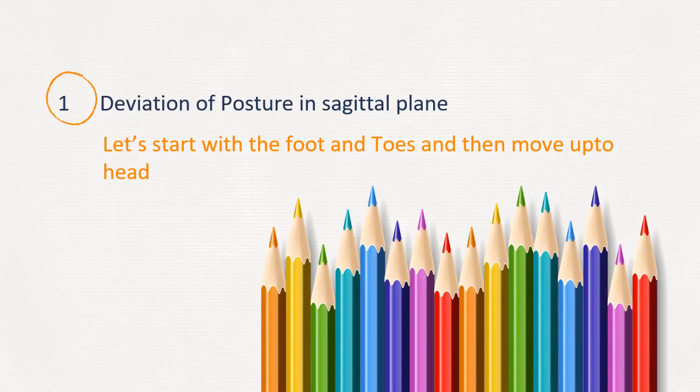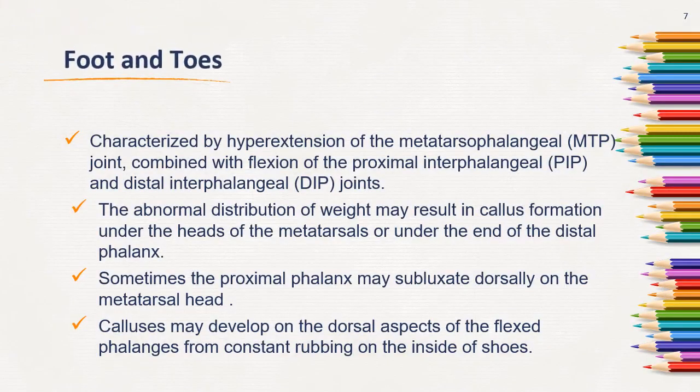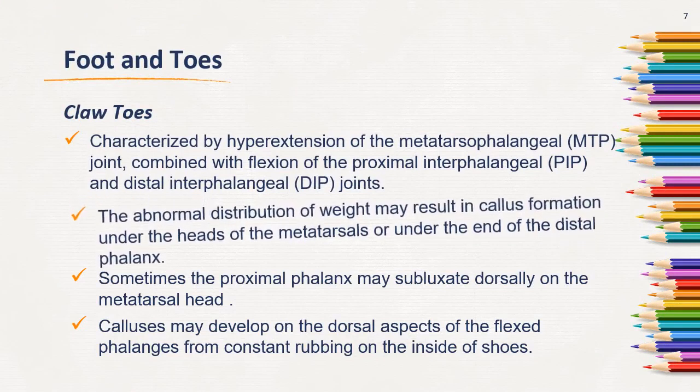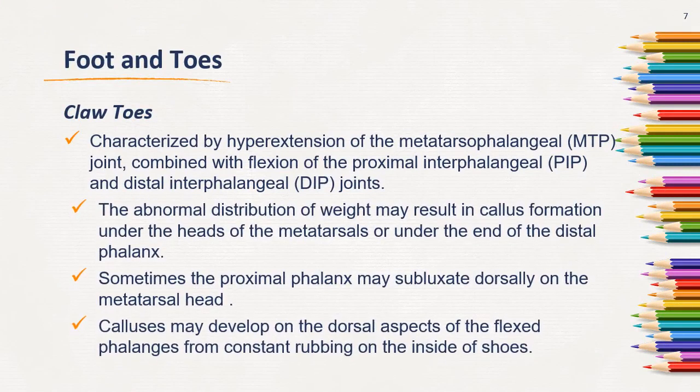Let's start with the foot and toes and then we move up to the head. First, start with the foot and toes. The first deviation is claw toes. Claw toes is characterized by hyperextension of the MTP, that is the metatarsophalangeal joint, combined with flexion of the proximal interphalangeal (PIP) and distal interphalangeal (DIP) joints. I am repeating again: claw toe means hyperextension of MTP combined with flexion of PIP as well as DIP.